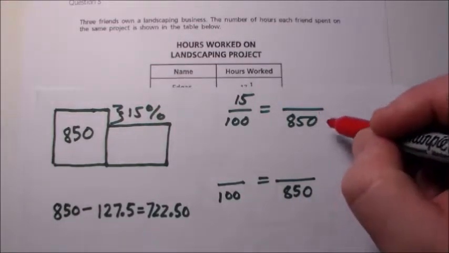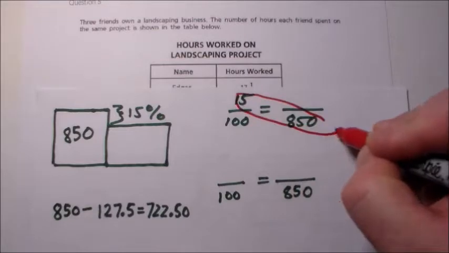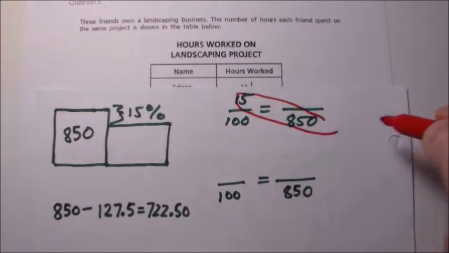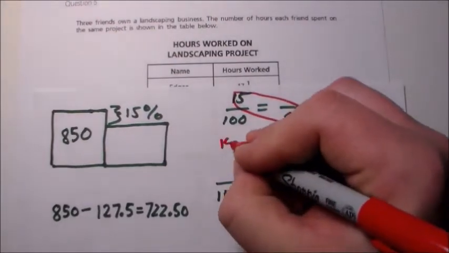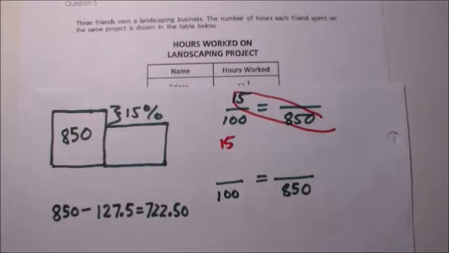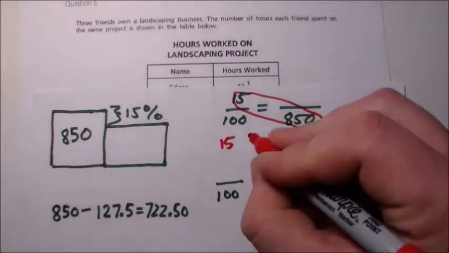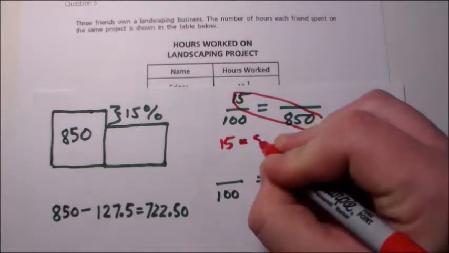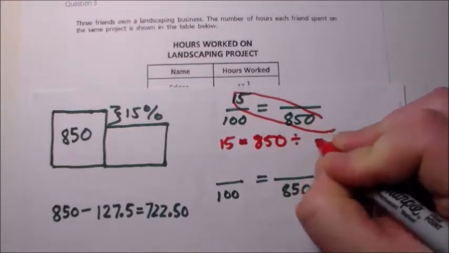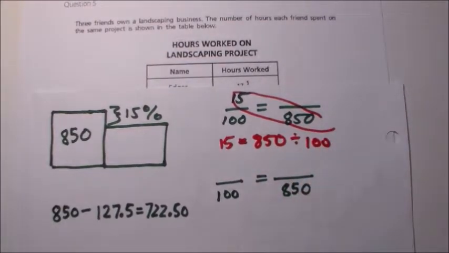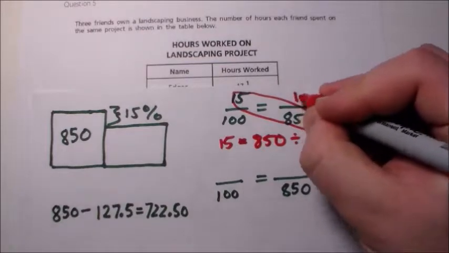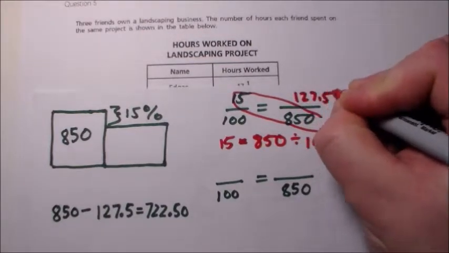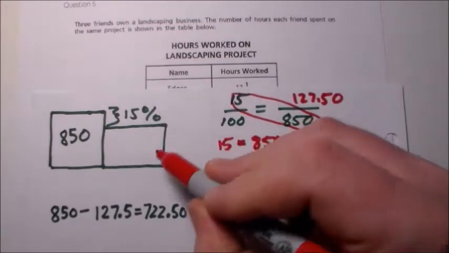We do a little cross multiplication, right? Because it's percent over 100 equals what over 850. We do a little cross multiplication and we get 15 times 850 divided by 100. Plug that in your calculator and you come up with $127.50.